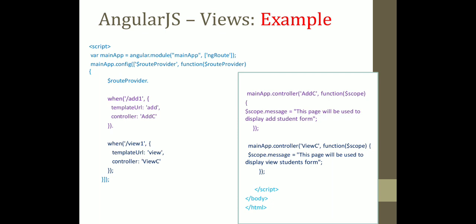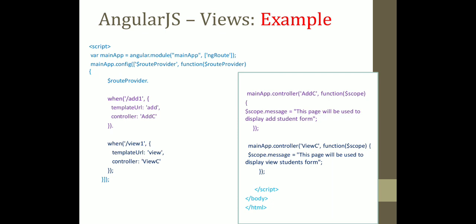Then here we have used two controllers, that is addC for adding and viewC for viewing the student data. So how that controller is written, you can see here, mainApp.controller. This is our basic code. Till now we have seen this many times. mainApp.controller and the addC controller. The function takes the $scope parameter as its controller.